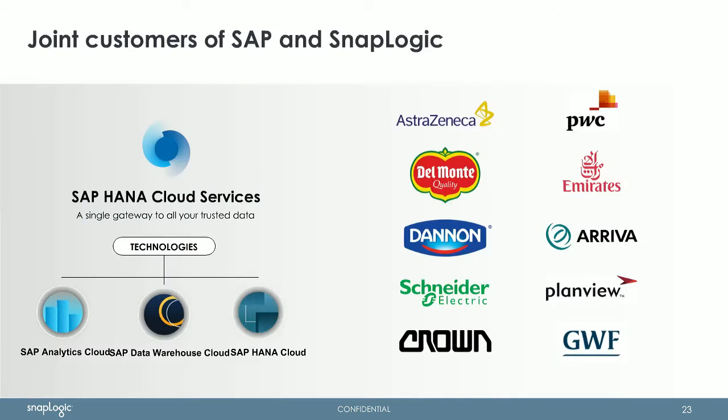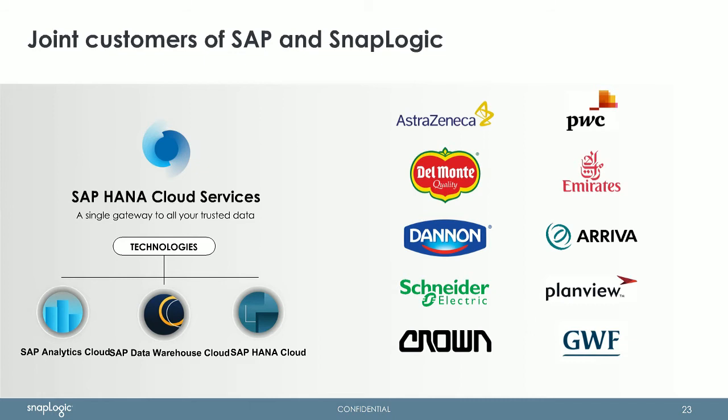So how are we doing with respect to enabling these SAP customers? Well, we have had a number of joint customers with SAP, and as you can see on the right, these customers come from a variety of industries, such as AstraZeneca from healthcare, Del Monte and Danone, as well as GWF from retail. So Del Monte and Danone, they actually produce CPG goods, and GWF, they are the retailers, so they are on the other side of the retail function.